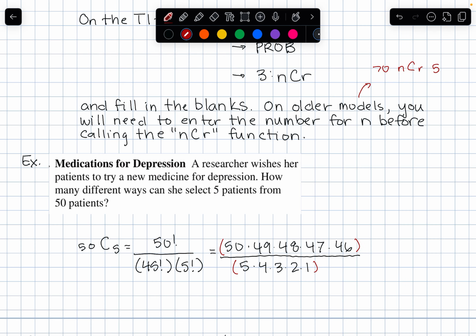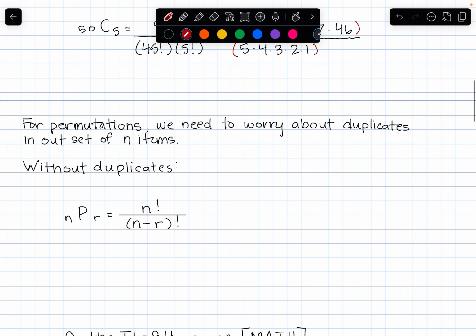All right, so we know how to handle situations where order doesn't matter. Now we're going to look at situations where it does matter. And in that case, I need to consider duplicates. So if I'm looking at n items and all of those items are different, I get nPr, which looks very similar to nCr, except the r factorial is missing from the bottom. So this has a very similar structure.